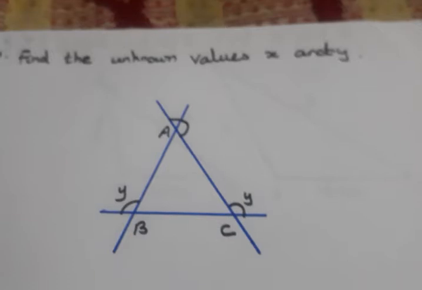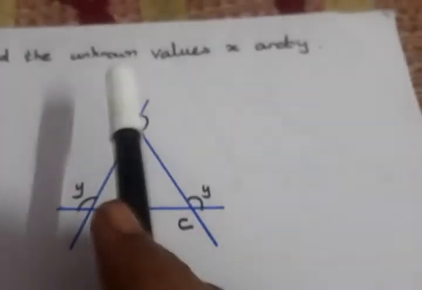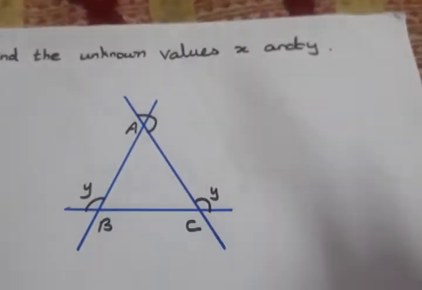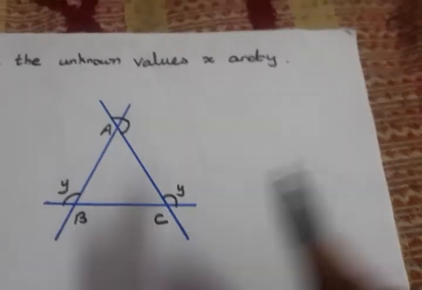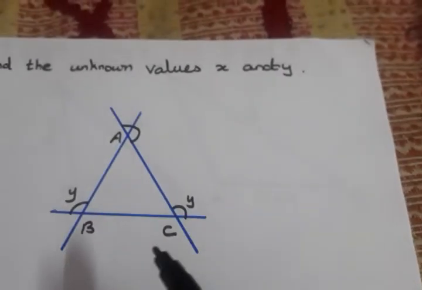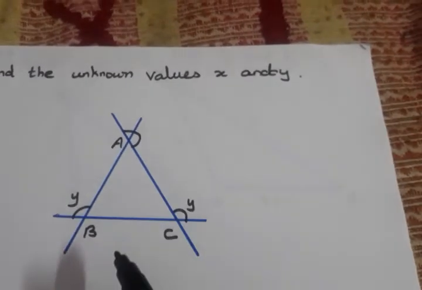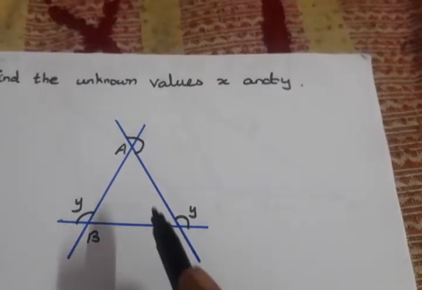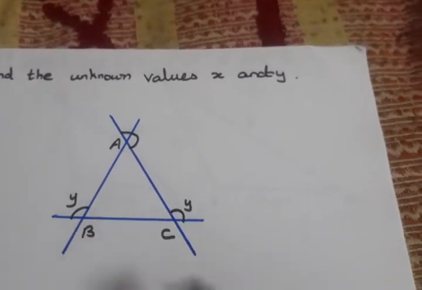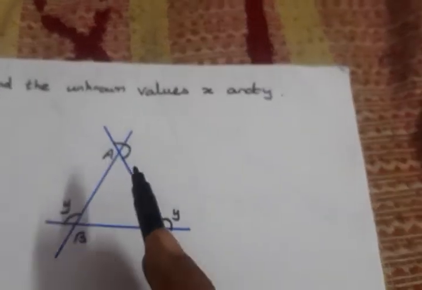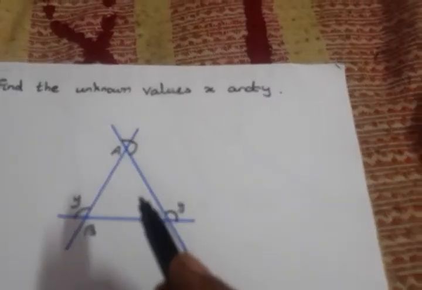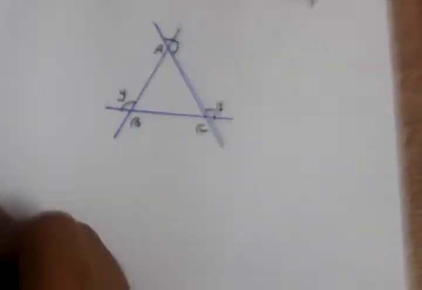Second sum. Find the unknown values of x and y. See the triangle: all the sides are equal. So find the values of x and y. Solution.